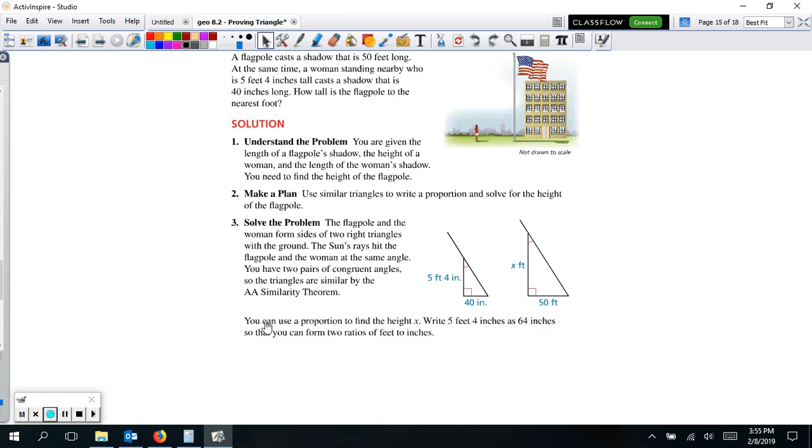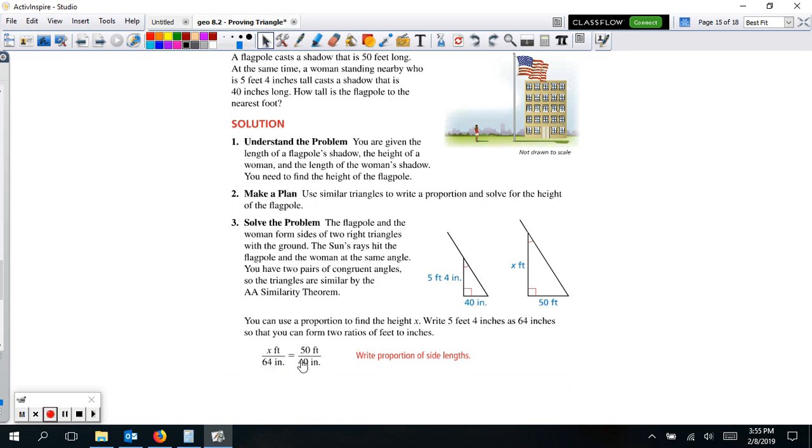So it says you can use a proportion to find the height, which is X. We want to write 5 feet 4 inches as 64 inches. That's what this would be. So that you can form two ratios of feet to inches then. And so we have the X on the top here. So we see X and then the 50. So we have this one from the flagpole on the top, and we have the woman basically on the bottom here. She's 64 inches, and so we have inches to feet.